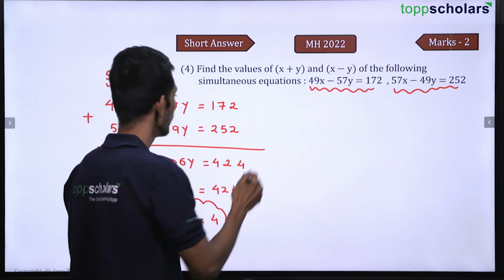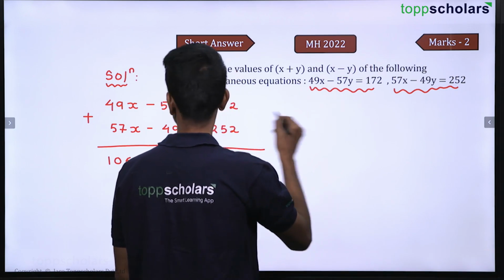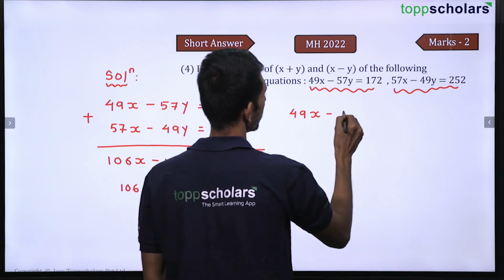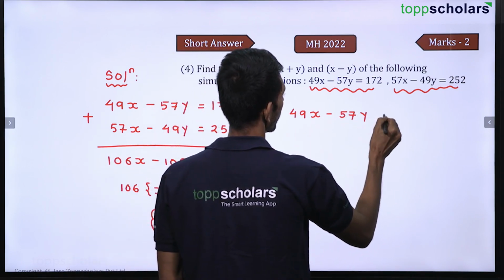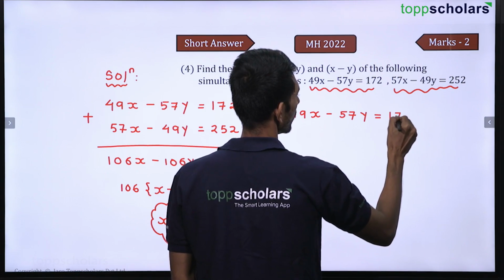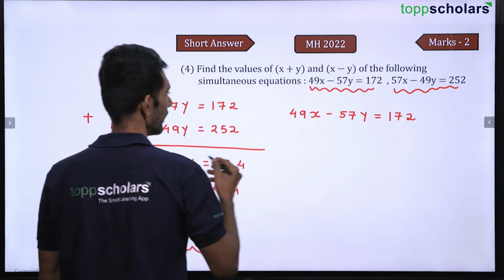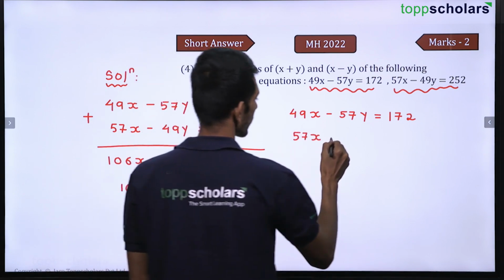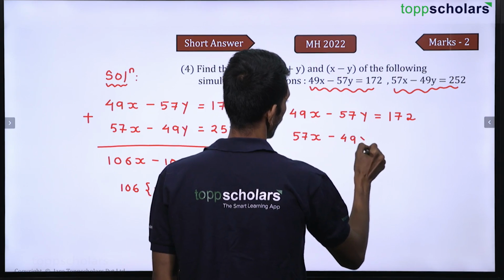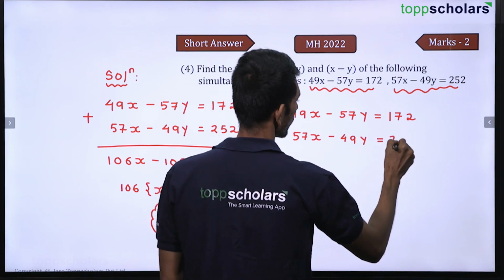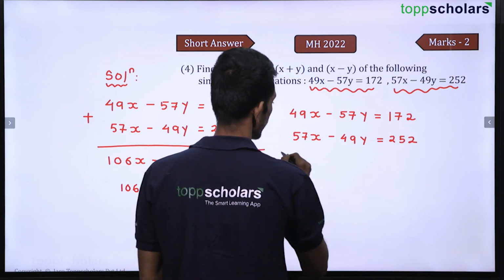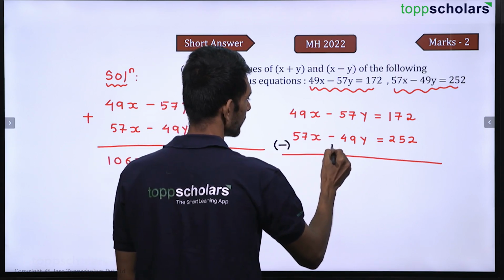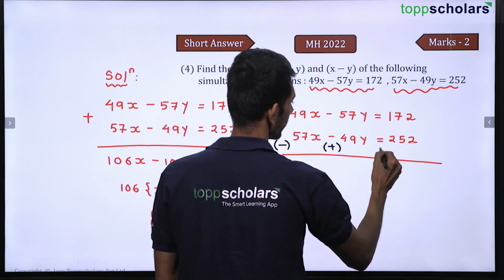Now I need x plus y. All I need to do is just subtract both of them. So here I have 49x minus 57y is equal to 172. Then I have 57x minus 49y is equal to 252, right? Now if I subtract this, this becomes minus. If I subtract this becomes plus and this becomes minus, right?